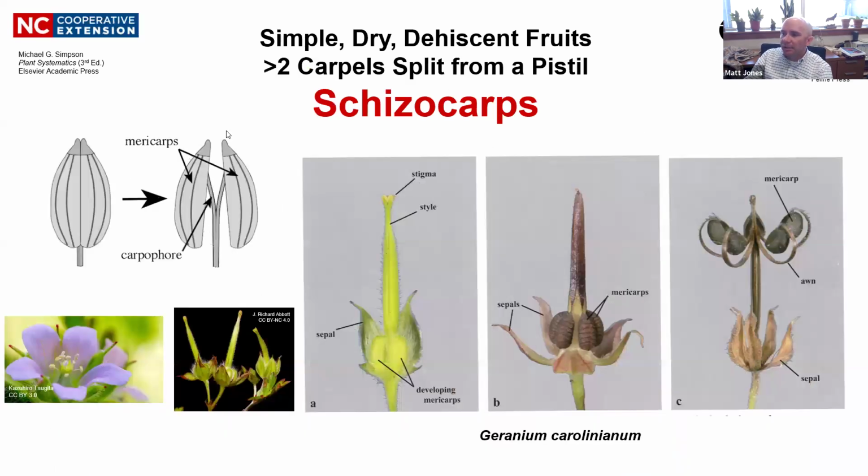Kind of cool. Schizocarps are a specialized term for a simple dry fruit where it's derived from a single flower, but two or more carpels actually split from the pistil in a kind of funny way. So geranium is technically a schizocarp, which means split fruit. And this is Carolina geranium, so that splits apart and the pieces are flung away from the parent plant.